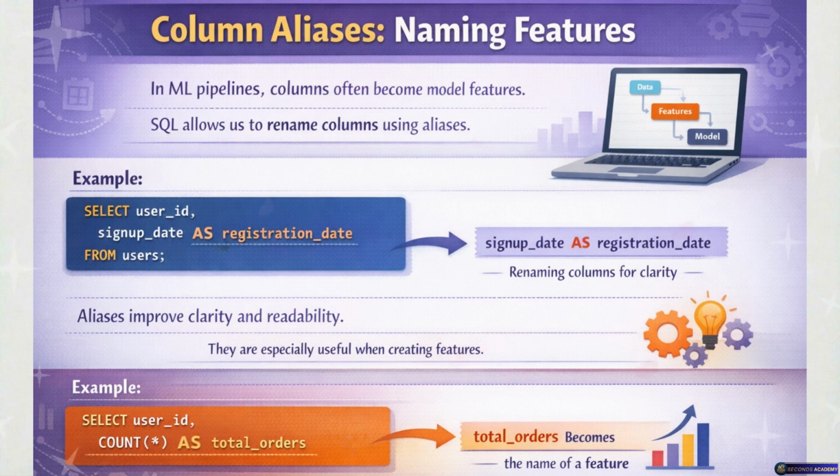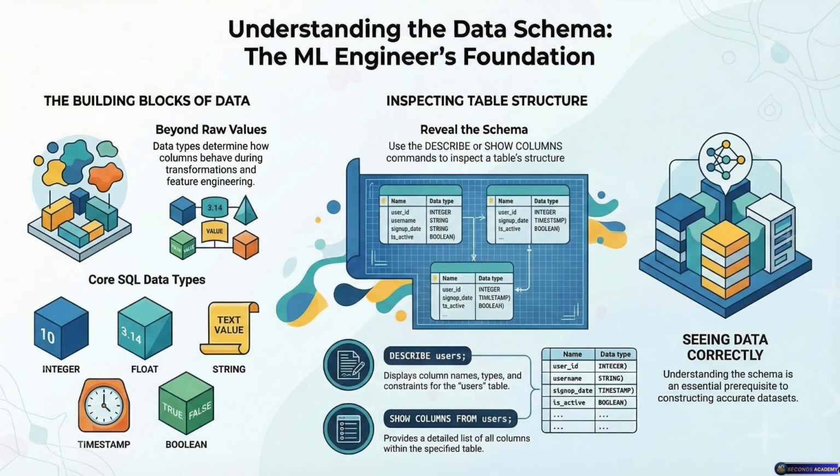Exactly. Now, establishing the names of our features is crucial, but earlier, when we discussed one-hot encoding and categories, we touched heavily on the fact that ML models only process math. This implies that beyond just looking at the values in a column, we need absolute certainty about the formal systemic data types of those columns. How do we inspect the underlying mathematical structure?